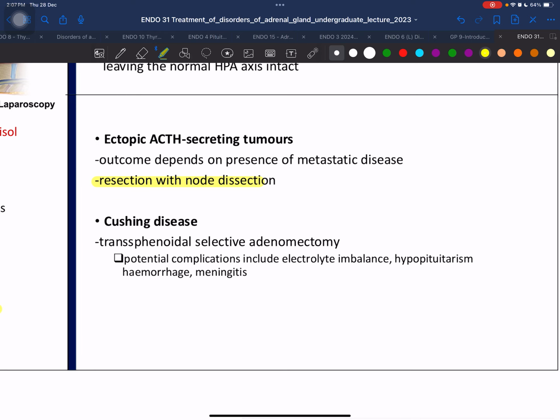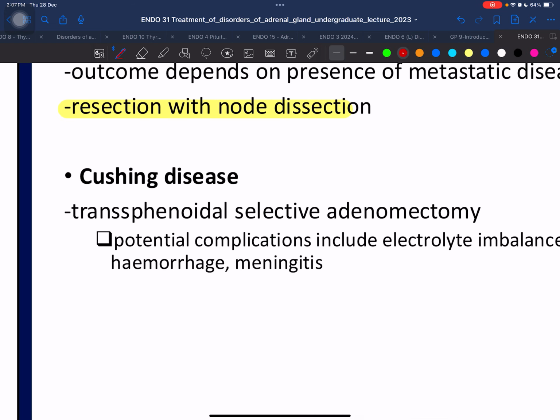So you might have electrolyte imbalance, because if you damage the pituitary gland, you might damage the production of all the anterior and posterior pituitary hormones, right? Hypopituitarism, hemorrhage, meningitis. So of the complications, the one that we fear most is hypopituitarism, especially.